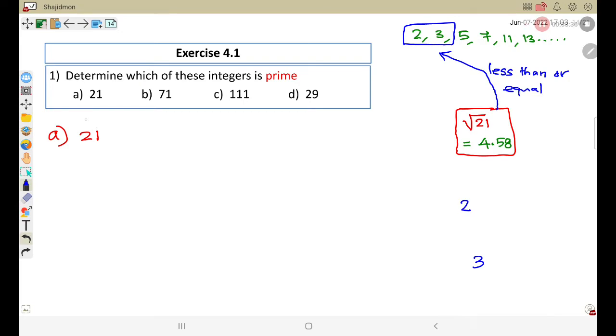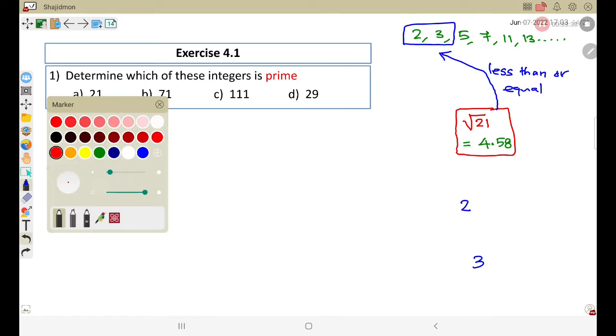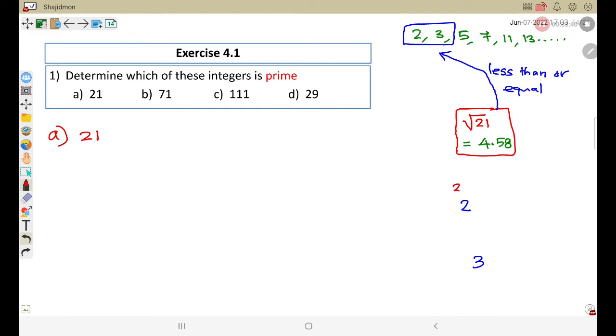Now what do you do? Our original number is 21, so divide this number by these primes. First 21 divided by 2, and the same with 21 divided by 3. Check these two. 21 divided by 2, is it possible? It is not possible because it is not an integer. It is 10.5. A decimal number means not possible. So 21 divided by 2 is no.